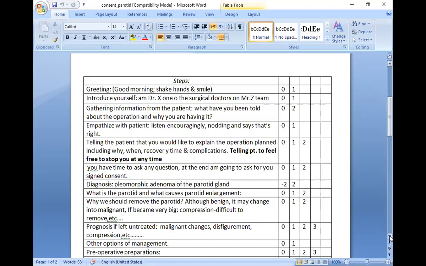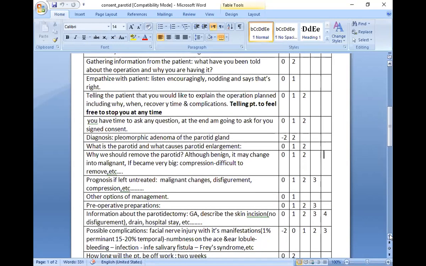Pleomorphic adenoma of the parotid gland. What is the parotid and what causes parotid enlargement? This is what you should tell the patient. Why should we remove the parotid gland although it is benign? Pleomorphic adenoma is benign, but you have to remove it. Why? It may change to malignancy, it may become very big, causing compression, difficult to move, disfiguring, a lot of things. Right? Prognosis if left untreated: instead of pleomorphic adenoma it may become adenocarcinoma. Disfigurement, compression of the facial nerve, involvement of the nerve.